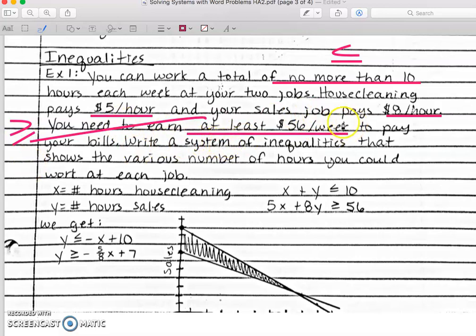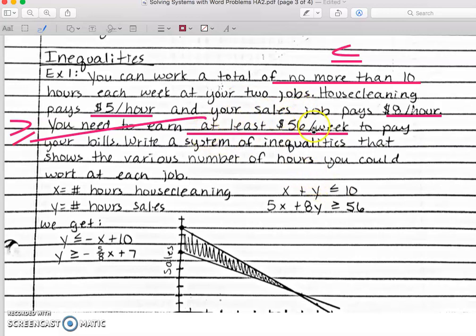It wants us to write a system of inequalities that shows the various number of hours you could work at each job. What this means is that it wants a graphed solution. Okay? So on this problem, I'm going to use X to represent the number of hours I can spend house cleaning a week, and Y to represent the number of hours I can spend at my sales job each week. I know that together I can work no more than 10 hours. So my number of hours house cleaning plus my number of hours at my sales job has to be less than or equal to 10, because I can work no more than 10 hours, but I can work less.